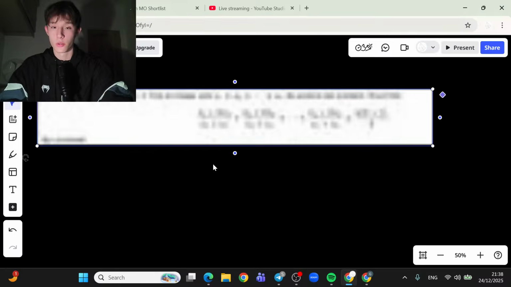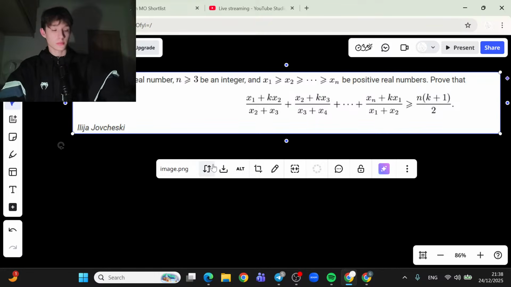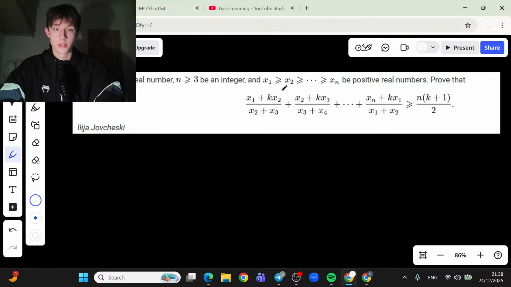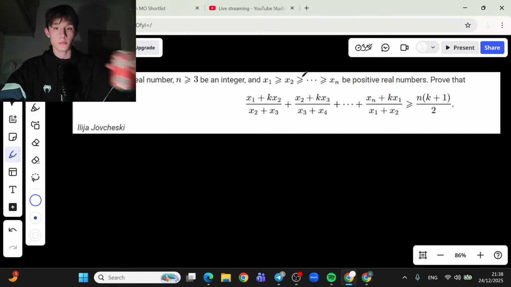We have some weird inequality. We do know that x1 is greater than or equal to x2 is greater than or equal to and so on. We need to prove that x1 plus kx2 over this thing is essentially greater than or equal to n times k plus 1 over 2.